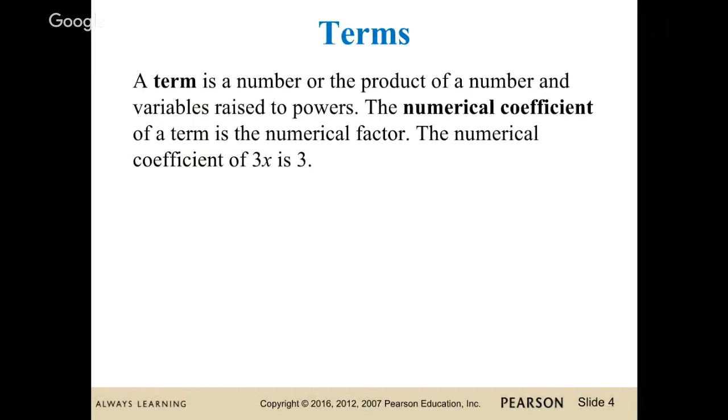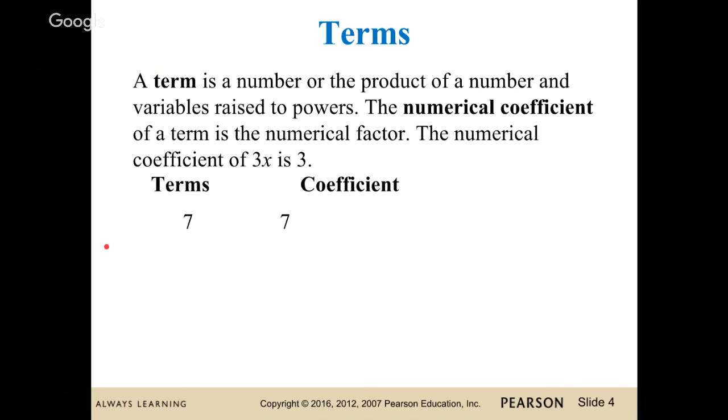All right, so a term is a number or product of numbers where variables are raised to certain powers. What you're looking for specifically, what's going to designate one term from another, is a variable or a power, all right? And the numerical coefficient is the number that's in front of that term. So, terms with their coefficients.